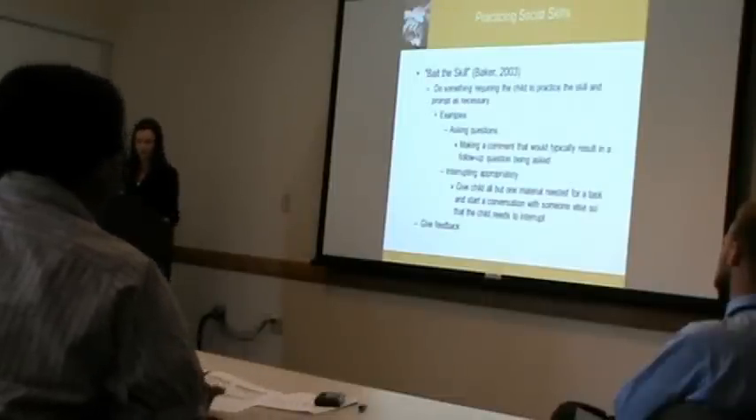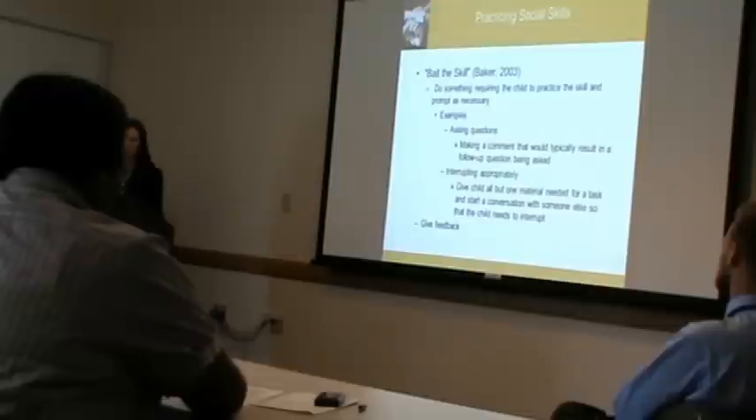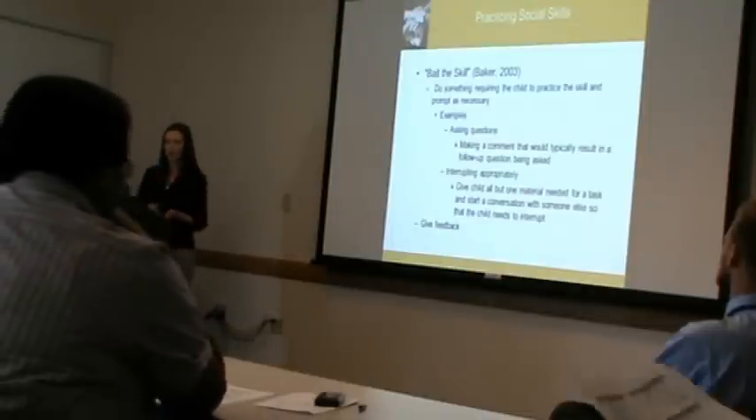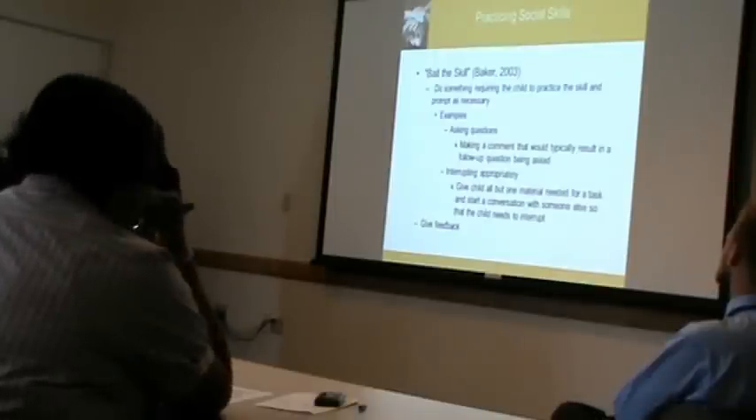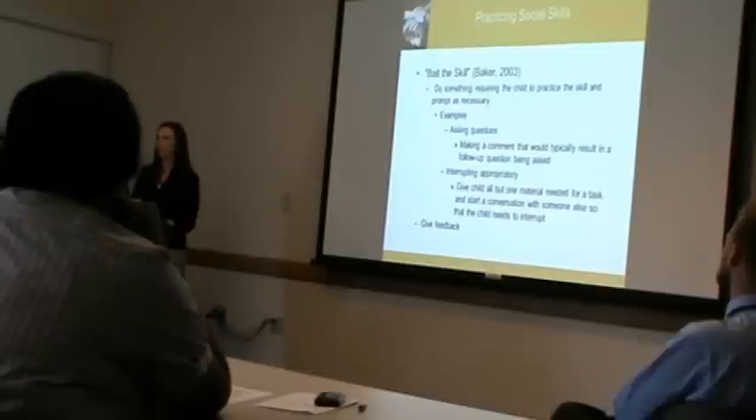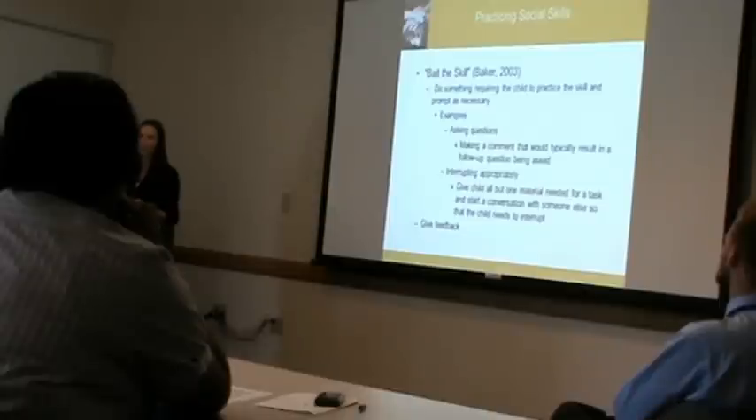So finally, I wanted to give you some suggestions regarding ways that you can help kids practice skills. Jed Baker, in his book, talks a lot about baiting the skill. And this is basically setting up a situation so that a child has to practice a specific skill. So one example is if you're trying to teach a child how to ask questions, you might make a comment that pulls for a question to be asked.